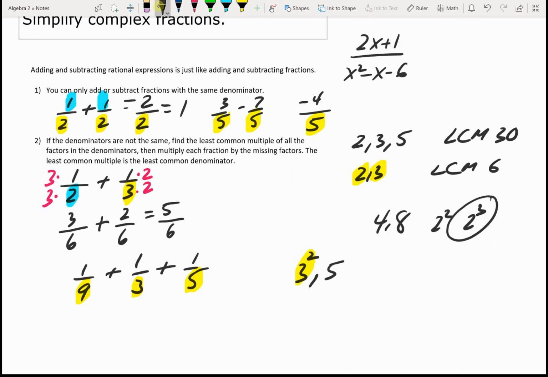If I had 16 and 32, for example, 16 I can write as 2 to the fourth, and 32 will be 2 to the fifth. So my least common multiple would be 2 to the fifth. Okay. So when I have 9 and 3, the least common multiple has to include the 9, or 3 squared, and 5. So my least common multiple then, 3 squared is 9, and 9 times 5 is 45. My least common multiple would be 45.